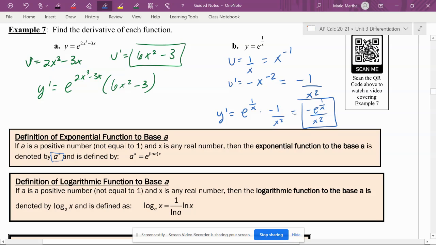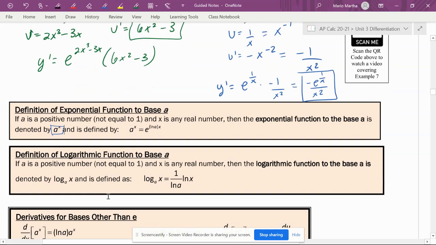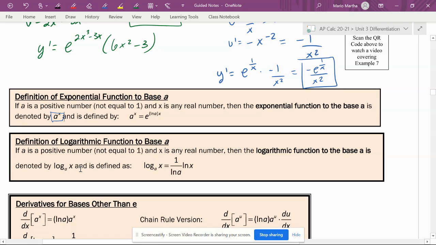All right. Now, the definition of a log function with base a. Again, if a is a positive number not equal to 1 and x is any real number, then the logarithmic function to the base a is denoted by log base a of x and is defined as log base a of x equals 1 over the natural log of a times the natural log of x.